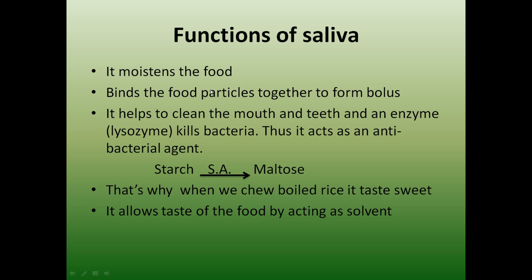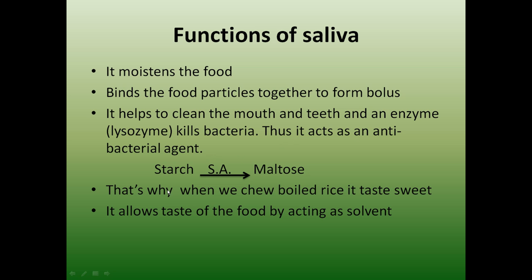It moistens the food. Saliva helps to moisten or soften the food particles. It binds the food particles in the form of a bolus. Bolus is a ball of food which goes from the mouth to the esophagus. It helps to clean the mouth and teeth. As you know, it is a fluid substance used to clean the mouth and teeth. And it comprises two important enzymes. One is lysozyme, which kills the bacteria coming along with the food substances, so in this sense it acts as an antibacterial agent.